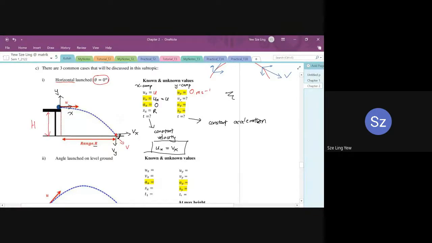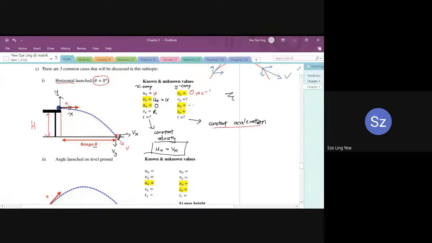So Uy is equal to 0, Vy, we don't have any information. Why? Because now your object is moving with constant acceleration. You have A. Your A is now equal to negative g, which is equal to negative 9.81 m s^-2. So how are we going to calculate Vy then?